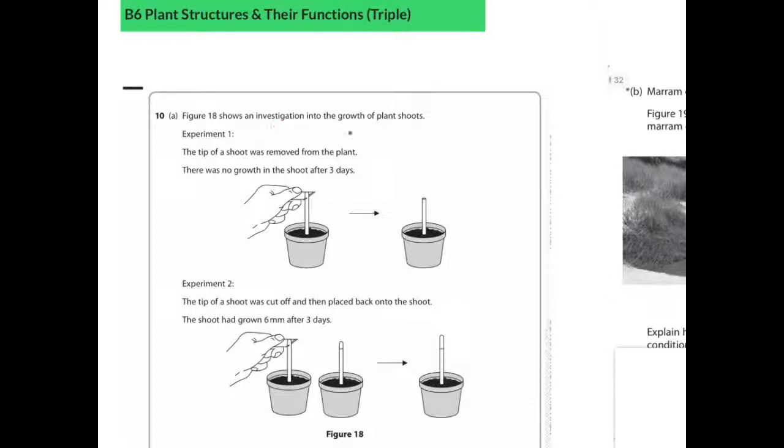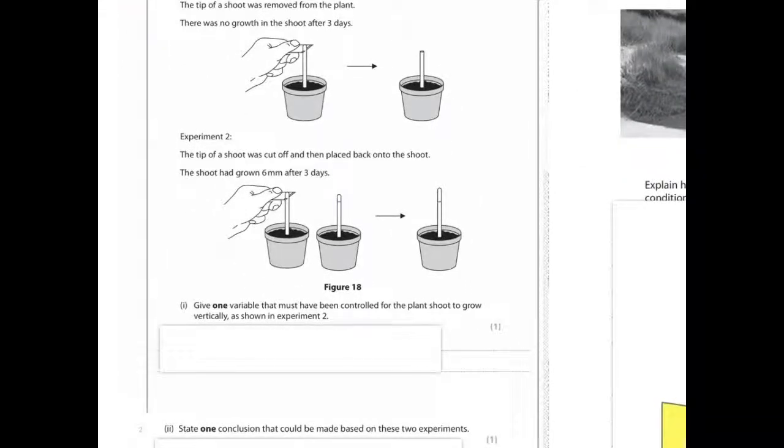Figure 18 shows an investigation into the growth of plant shoots. Experiment 1. The tip of a shoot was removed from the plant. There was no growth in the shoot after 3 days. The tip of the shoot was cut off and then placed back onto the shoot. The shoot had grown 6 mm after 3 days. Give one variable that must have been controlled for the plant shoot to grow vertically, as shown in experiment 2.